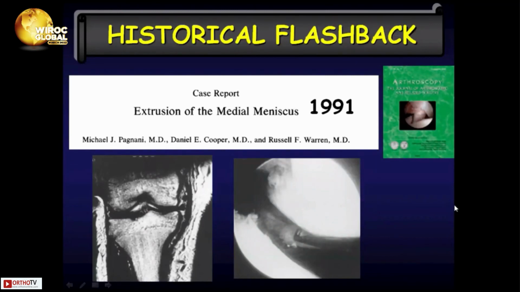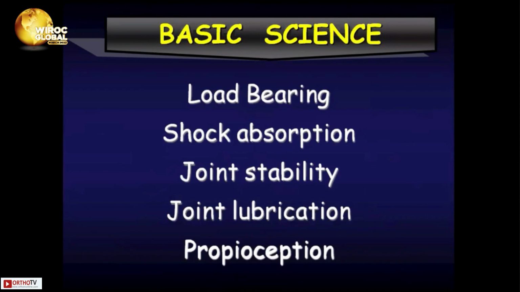Is it new? No, it's not new. The first reference was in 1991, in a 21-year-old football player with a severe injury with a PCL tear and medial collateral ligament tear. After 3 months, they scoped this patient and found the complete root tear of the medial meniscus. And of course, we can see here in the MRI the extrusion of the meniscus. But in 1991, we didn't pay appropriate attention to this clinical entity.